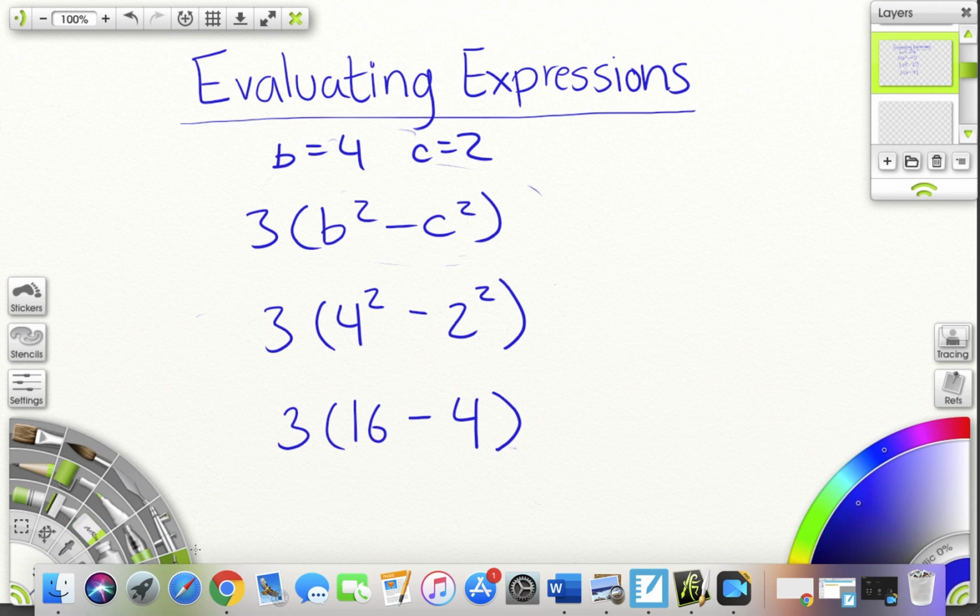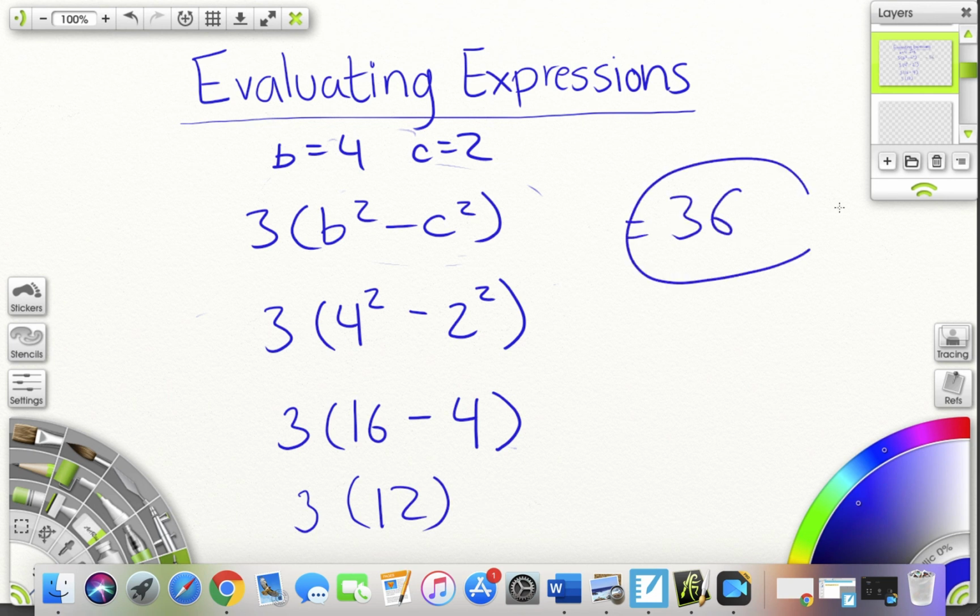So in this case, I would just do the exponents first and then do the brackets. So now I have 3, 16 minus 4, so I have 3, 16 minus 4 is 12. So now I do 3 times 12, which equals 36 is my final answer. So that's evaluating the expressions there.